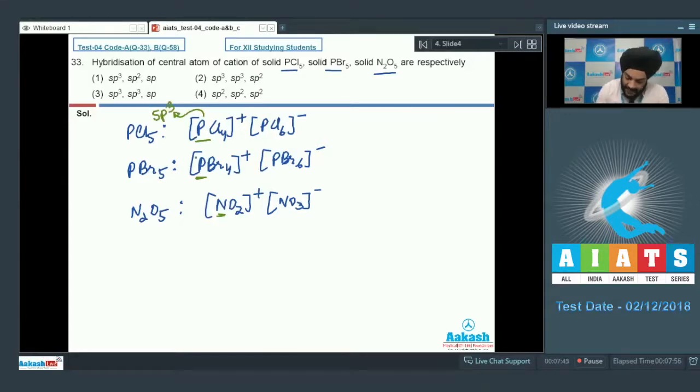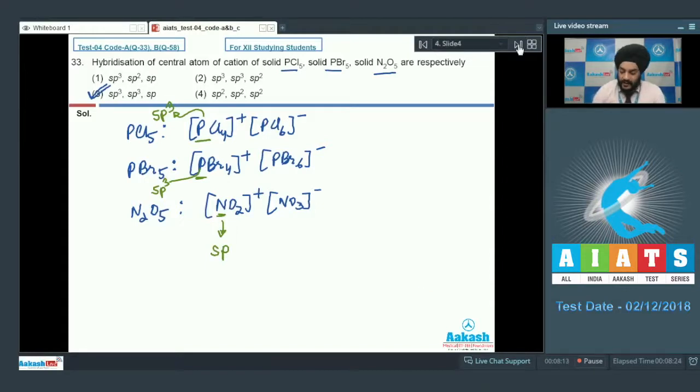If you look at PBr4 plus, it also has a similar hybridization for phosphorus. It is also sp3 hybridized. And if you look at NO2 plus, the nitrogen in this species is present in a state of sp. So students, if you look at the options very carefully, we can see that the correct set of hybridizations is given in option 3. So we have to mark option 3 as the correct answer to our question.